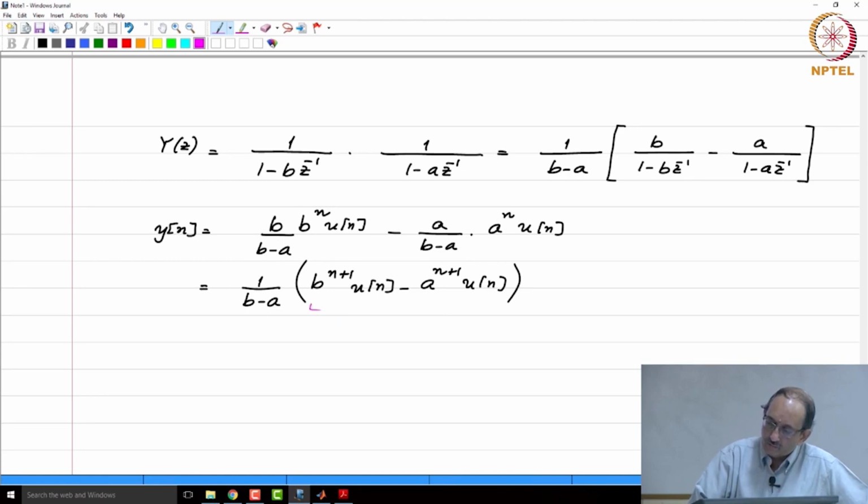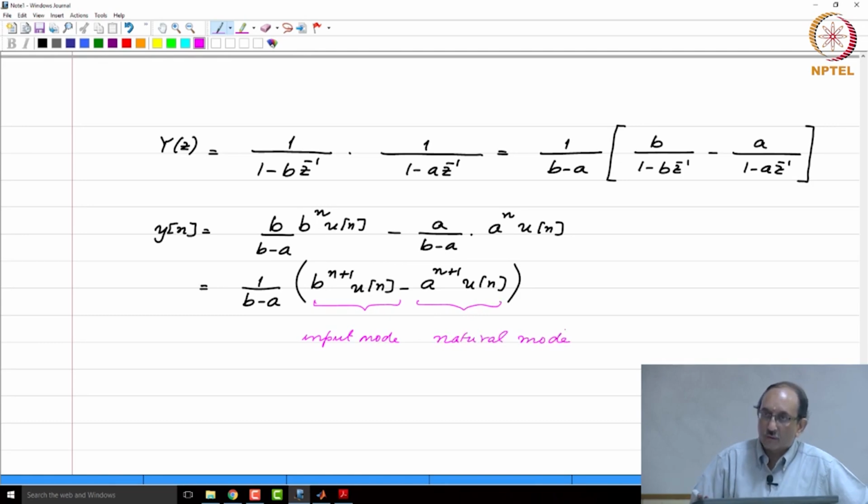So, this is the input mode and this is the system mode or the natural mode. Therefore, when the system whose transfer function is 1 by 1 minus az inverse is suddenly excited by b to the n u of n, the output also will contain a component that corresponds to b to the n u of n. It will have a scale factor.